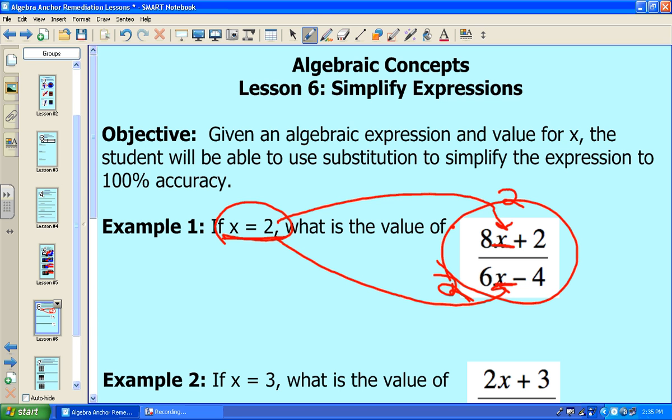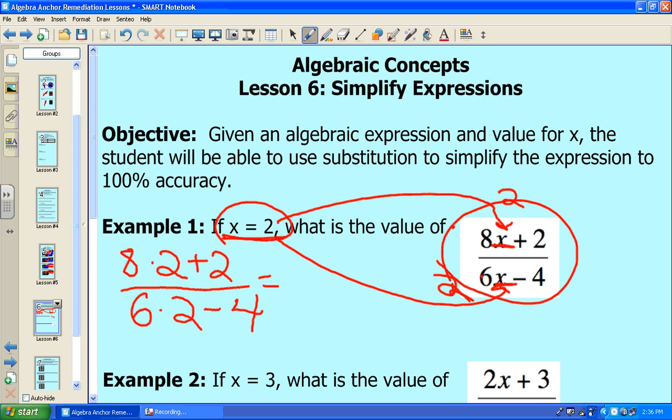All right, so rewriting the numerator. Instead of 8x plus 2, that's going to be 8 times 2. It's not 82, that means times in there. 8 times 2 plus 2, and in the denominator, you have 6 times 2 minus 4. Okay, so you want to simplify the top as much as possible.